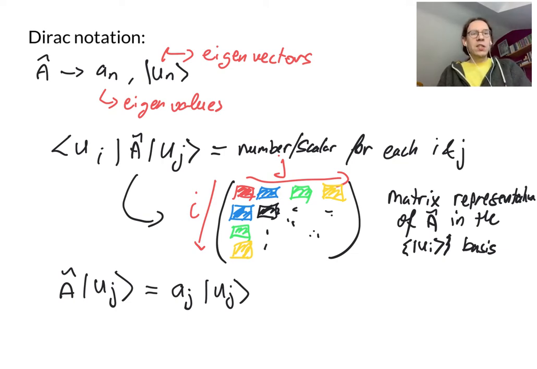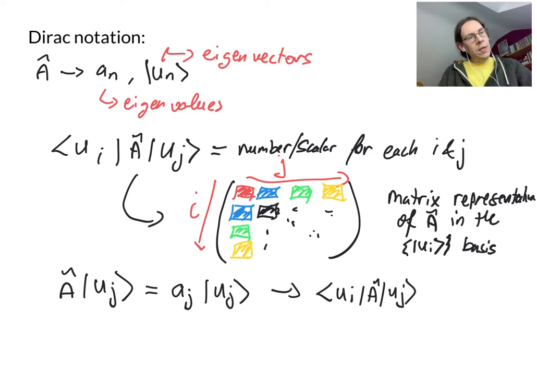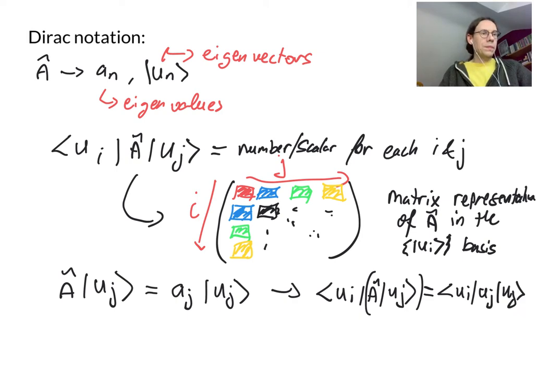So if I do this and a_j is a scalar, when I calculate u_i A u_j, this is actually the same, if I was to put brackets here, as calculating u_i a_j u_j. It's the same thing, but a_j is essentially a scalar, a number, the same way as when we had just a value of 1. So this is actually equal to a_j u_i u_j.